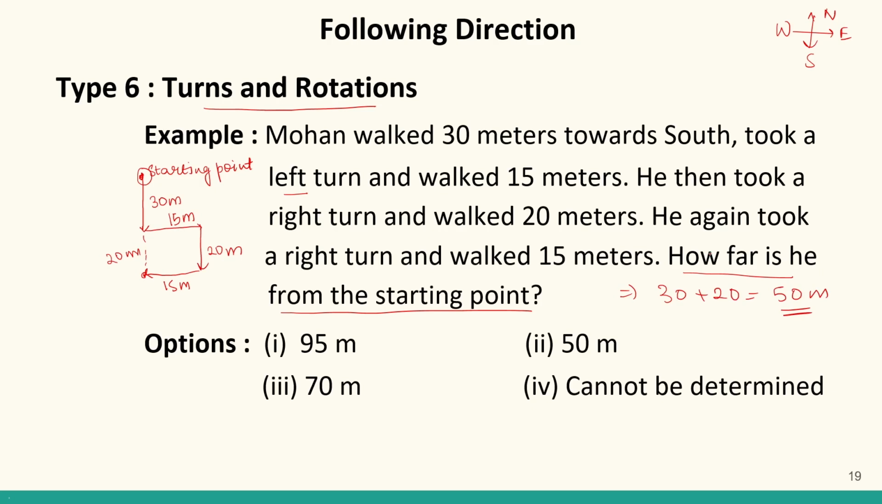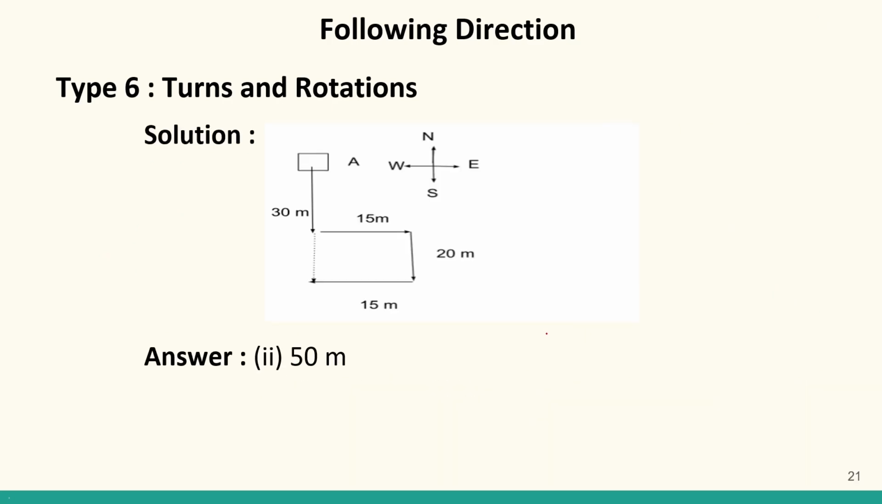So even if you get something like this, how far is he from the starting point? We have to find the shortest distance. If you find the shortest distance, this will be 50 meter, which is option number 2. So option number 2 will be your correct answer, and you can see the solution over here.